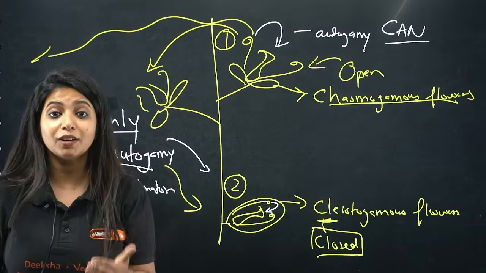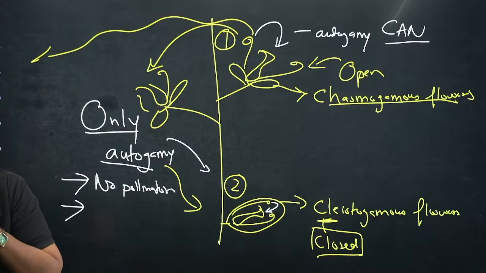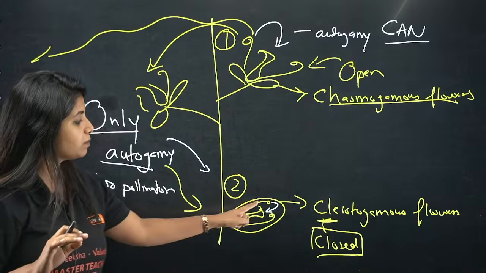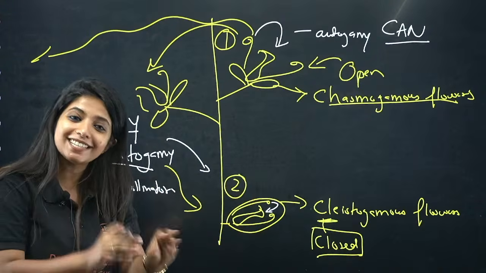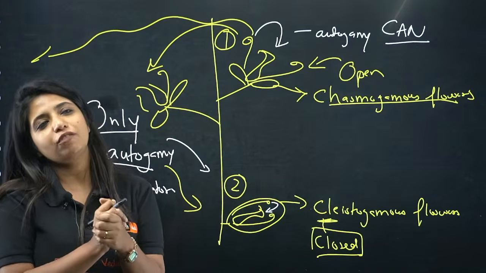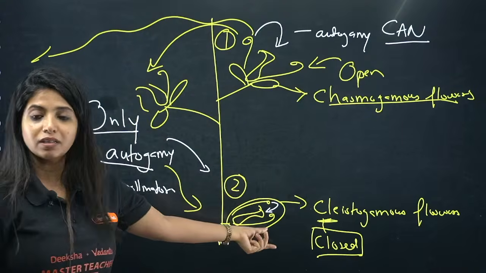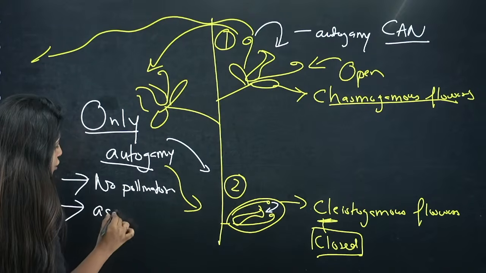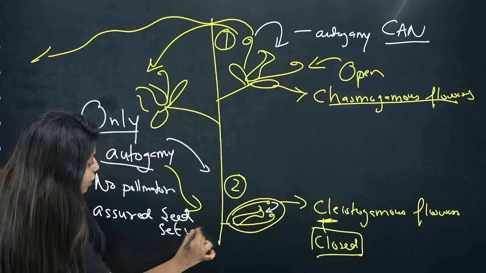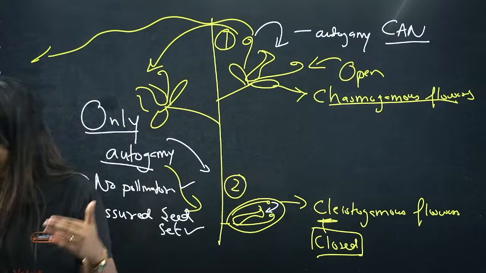Apart from that, what is the other good thing that you have over here? Someone said seed set. Who was that? Yeah, Sheikh Shakir also said that seed is always going to be formed. So fertilization will always be happening. Seed is definitely going to be formed. Assured seed set is what you call it. That is, you do not have to wait for any pollinators, because since they have both the organs, male and female part, they will have assured seed set. So no pollinator is required. Assured seed set is also there. That is a good thing about it.